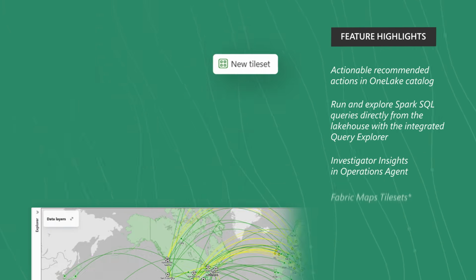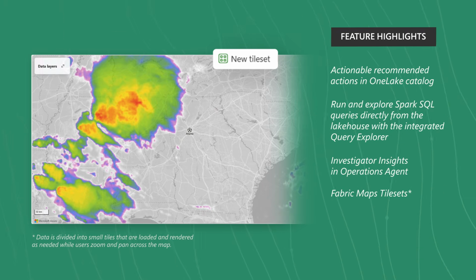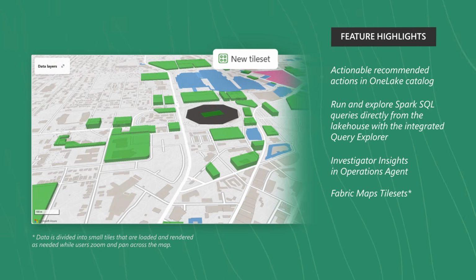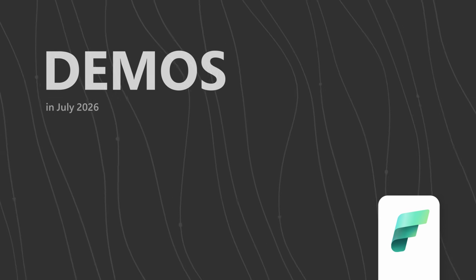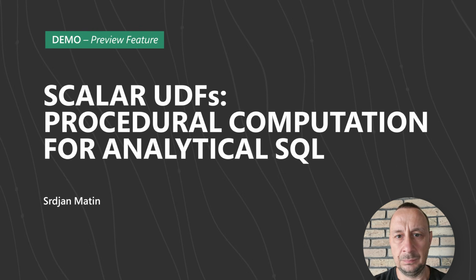We are also seeing continued investment in analytics, with Fabric Maps tile sets now generally available, and SQL database change event streaming, enabling new real-time scenarios. So the common thread here across everything: less friction, more productivity, and better tools for everyone building on Fabric. Let's jump over to the demos to see some of these updates in action.